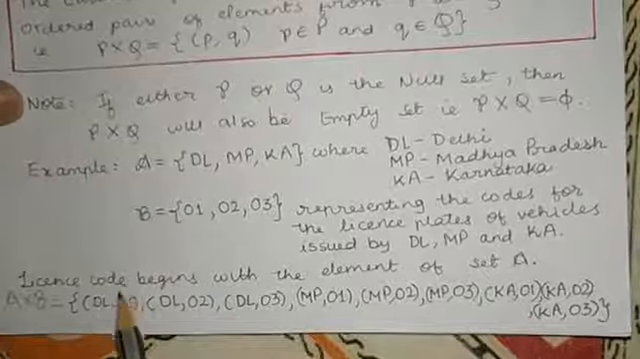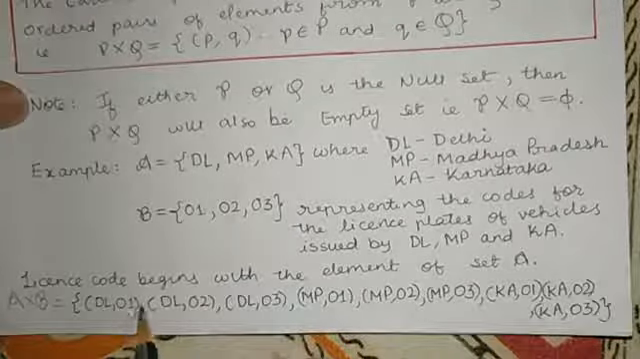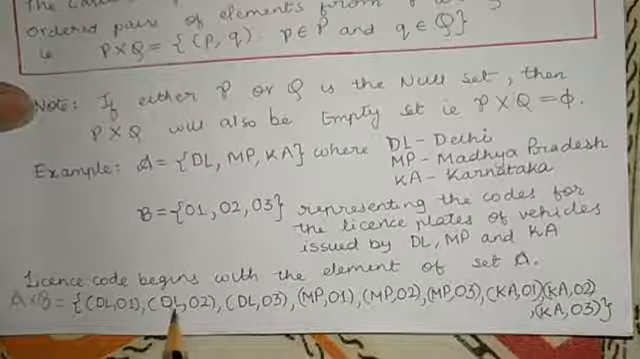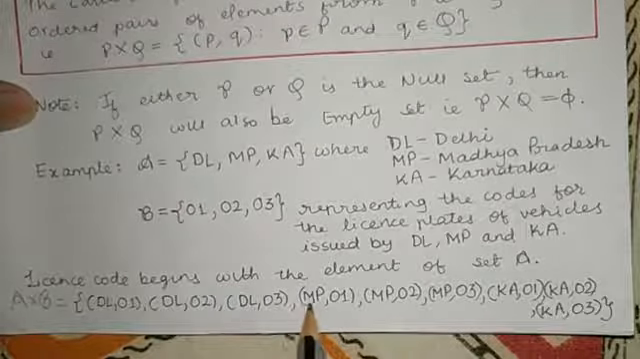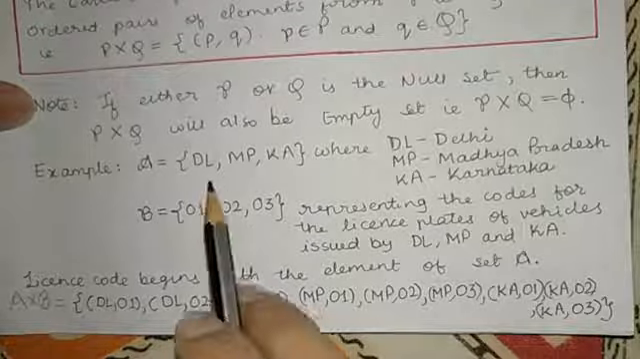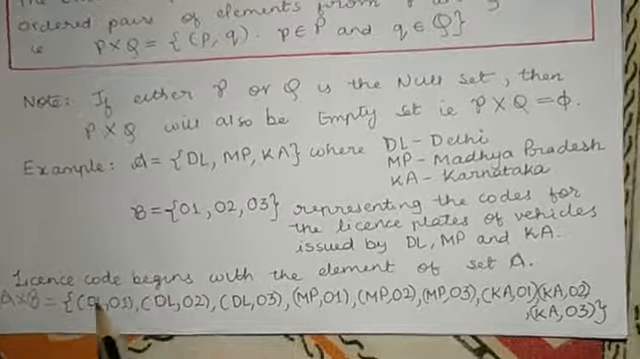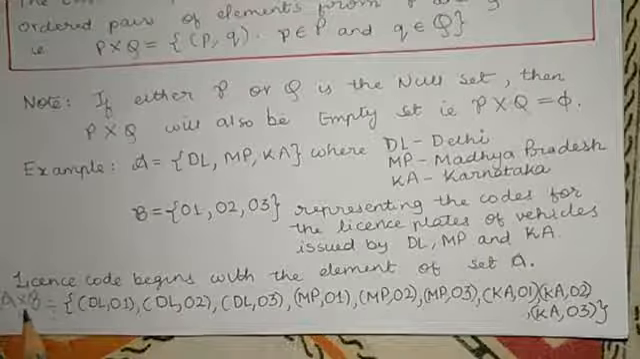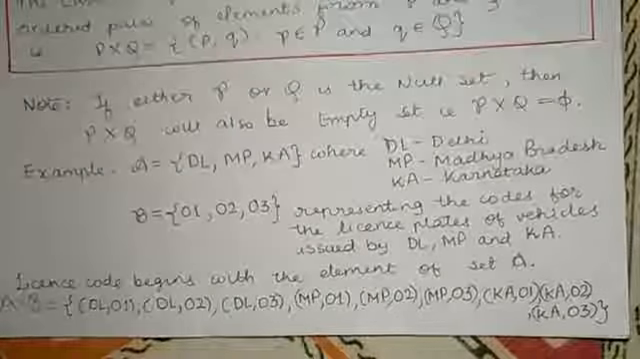Why? Because the first element, that is Delhi, is from the set A, and the second element, which is 0, 1, is from the set B. Similarly, for all these elements you have the same condition. The first element is from set A and the second element is from the set B. So all the elements are satisfying that condition, so we have taken the set A cross B.